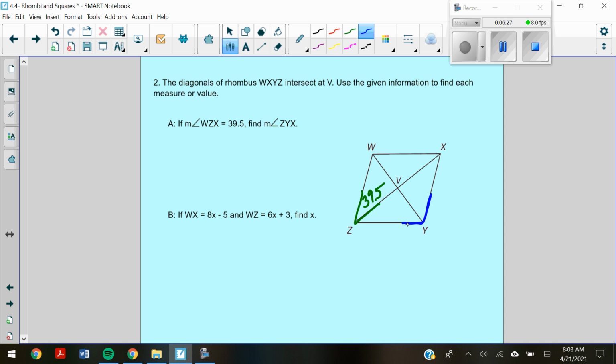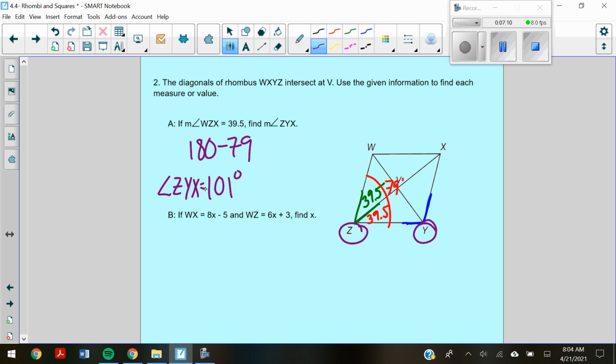Okay, so all the angles in the corners of rhombi are not congruent, just the ones that are on the same side. So this is also 39.5, which means that corner is 39.5 plus 39.5. So this whole angle is 79 degrees. Now, because this rhombus is a parallelogram, angle Z and angle Y are supplementary. So I can take 180 minus 79, and we get 101 for angle ZYX.